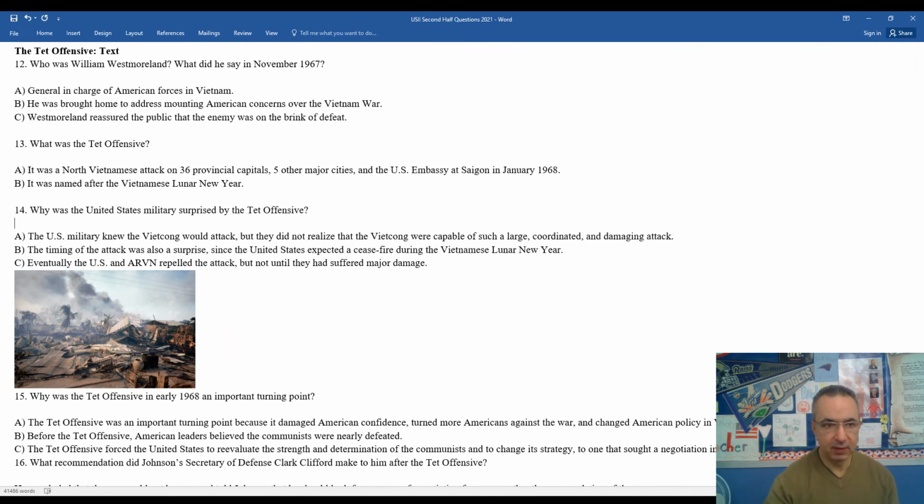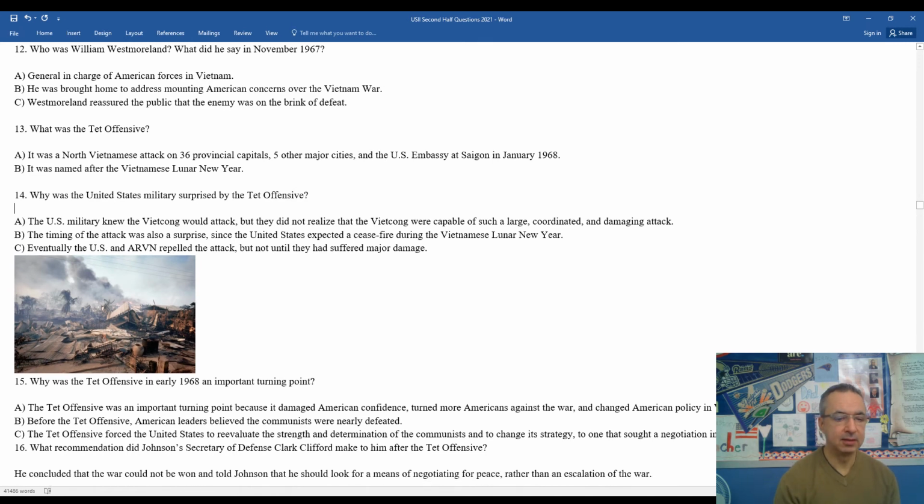Many consider the Tet Offensive to be offensive literally, in the sense that it was an important turning point, damaging American confidence, turning many Americans against the war, and changing American policy in Vietnam. Before Tet, American leaders believed the communists were nearly defeated. The Tet Offensive forced the United States to reevaluate the strength and determination of the communists and to change its strategy to one that sought a negotiation instead of victory.